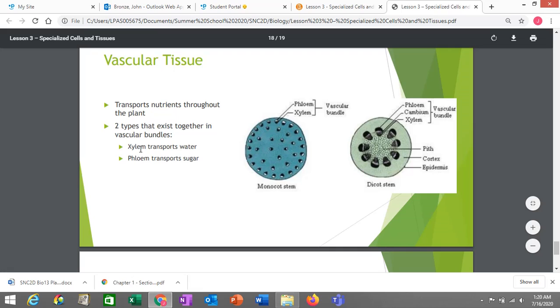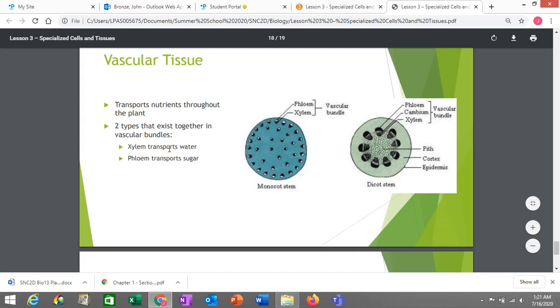Xylem typically transports water. There are some exceptions where you can find sugar in the xylem. One important one here in Canada is in maple trees when you produce maple syrup. Phloem, though, is normally where the sugar is actually transported. So generally speaking, xylem transports water, phloem transports sugar.